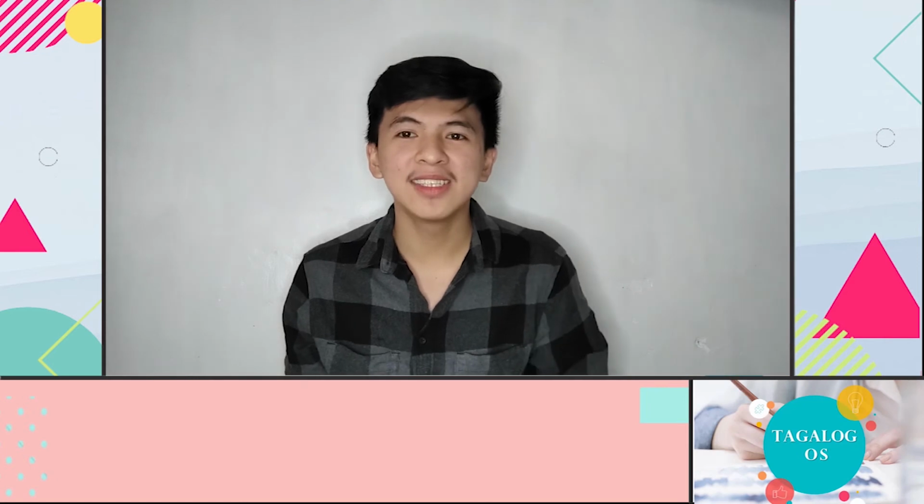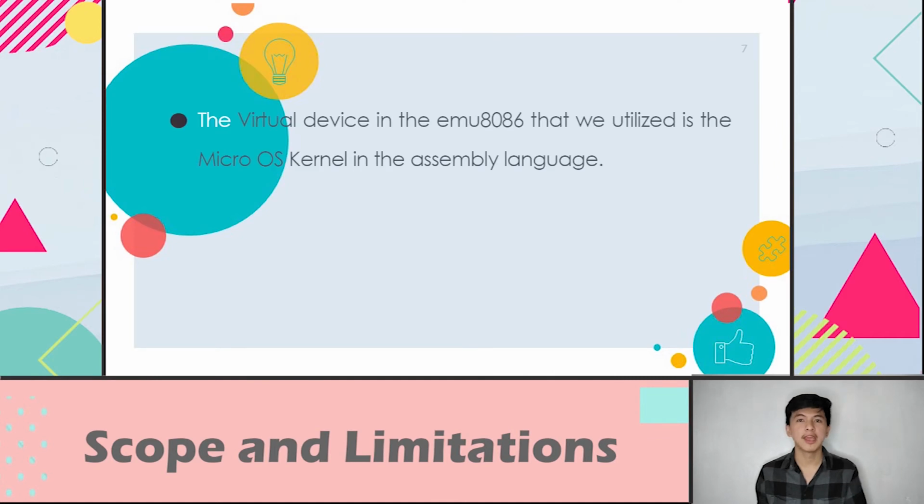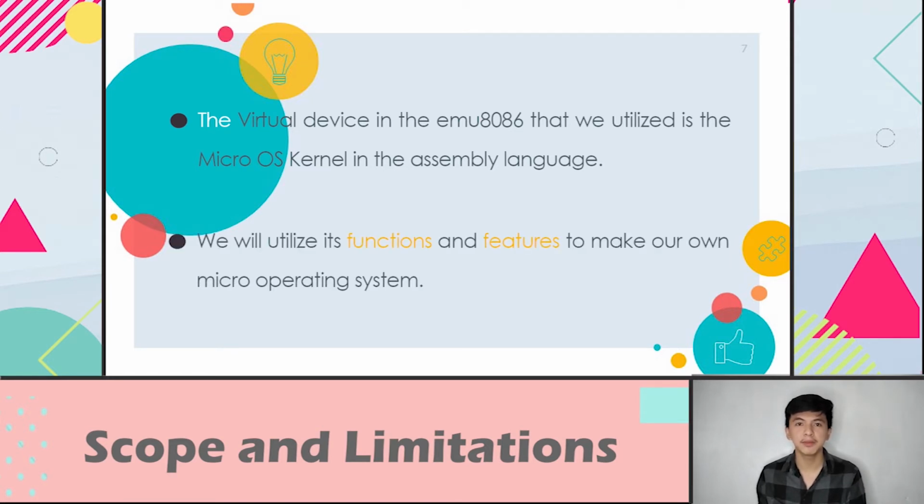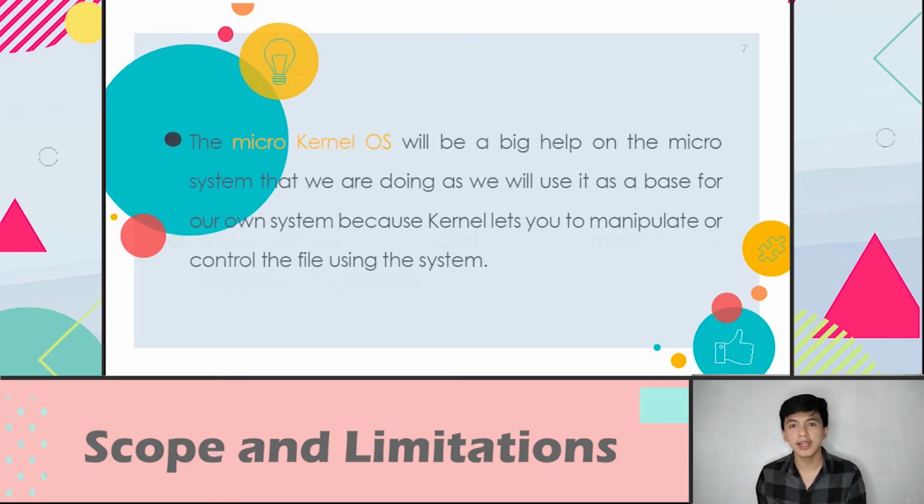I am Angelo Silvestre, and now we will go to the scope and limitation of the system we created. First, the virtual device in the EMU8086 that we utilize is the MicroOS kernel in assembly language. With the help of this device, we will utilize its functions and features to make our own MicroOS operating system. The MicroOS kernel will be a big help to the system that we are doing, as we will use it as a base for our own system because the kernel lets you manipulate or control the files using the system.